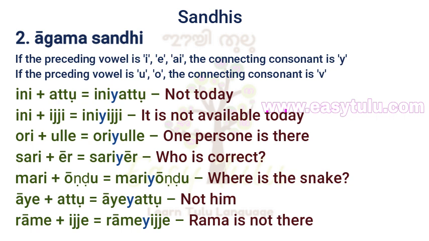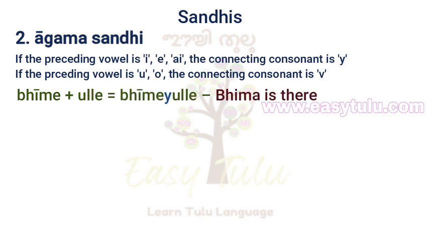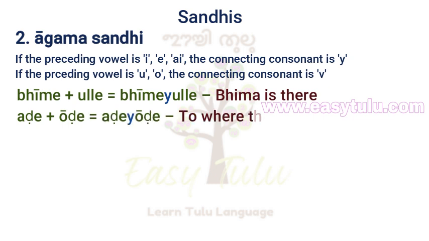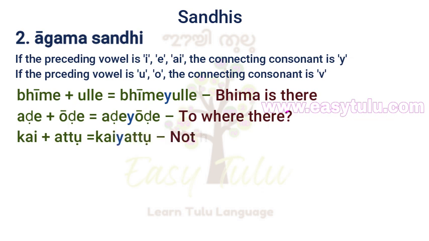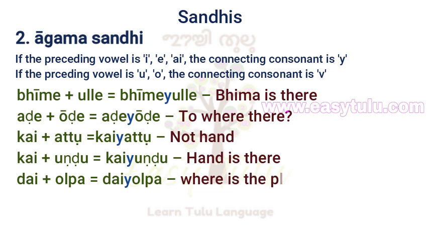Rame plus ijje, rame ijje, Rama is not there. Bhime plus ulle, bhime yulle, Bhima is there. Ade plus ode, ade ode, to where there. Kai plus attu, kayattu, not hand. Kai plus undu, kayundu, hand is there, kayundu.